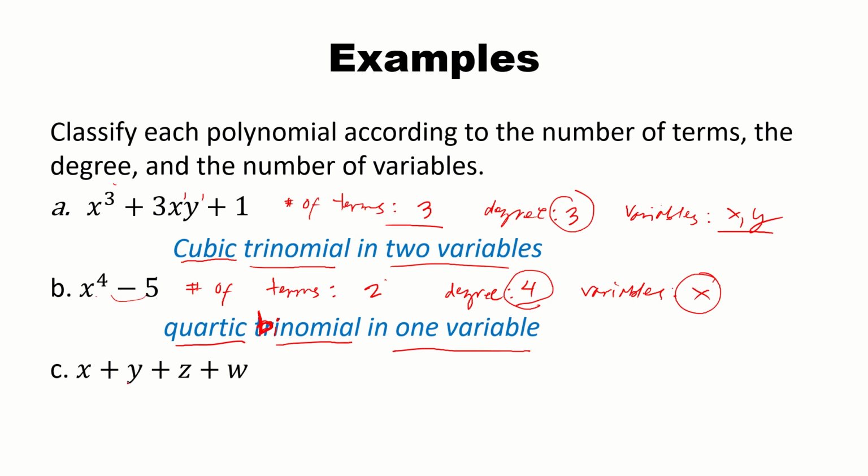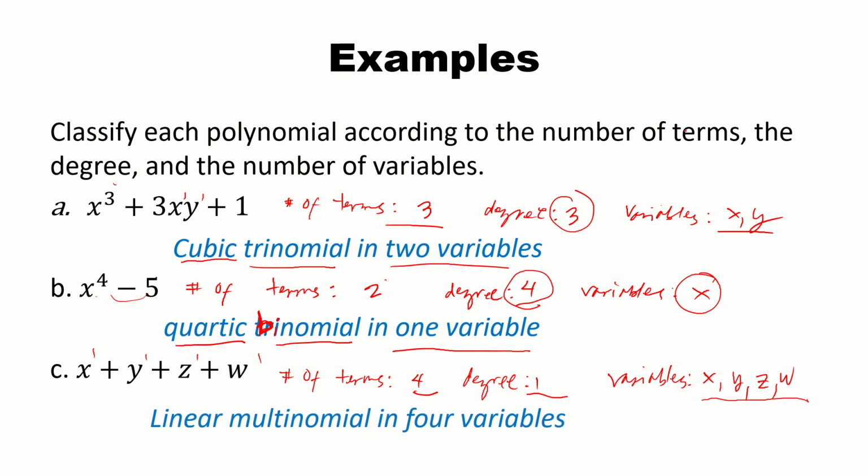Next, x plus y plus z plus w. So number of terms, there are 4. Degree, all of them have a degree of 1. So the degree is just 1. The variables involved are the following: we have x, y, z, and w. So we call this one now, you start from the degree, based from degree, it is just linear. Number of terms, there are 4. So that's multinomial. And then there are 4 variables. So we say linear multinomial in 4 variables.